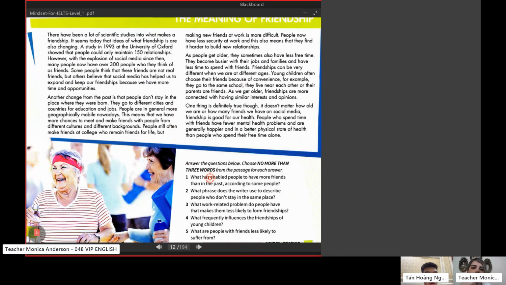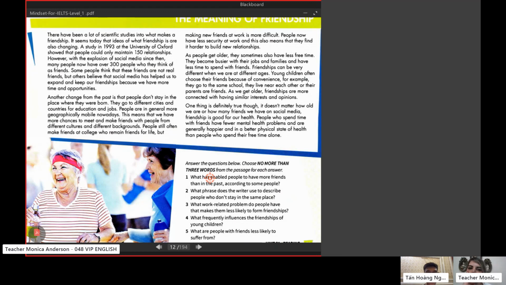People are in general more geographically mobile nowadays. This means that we have more chances to meet and make friends with people from different cultures and different backgrounds. People still often make friends at college who remain friends for life, but making new friends at work is more difficult. People now have less security at work, and this also means that they fight harder to build new relationships. As people get older, they sometimes also have less free time.